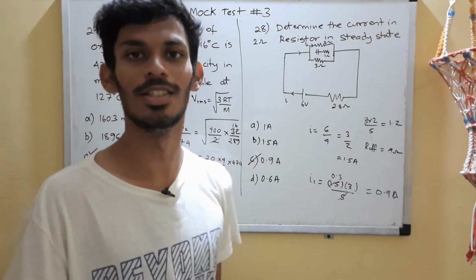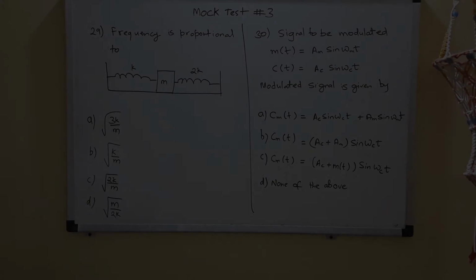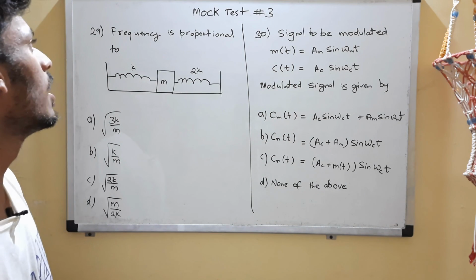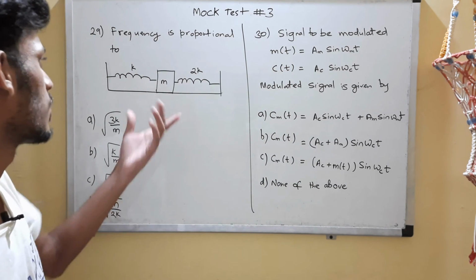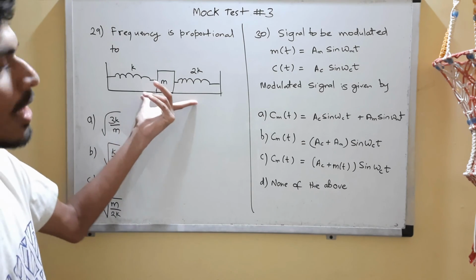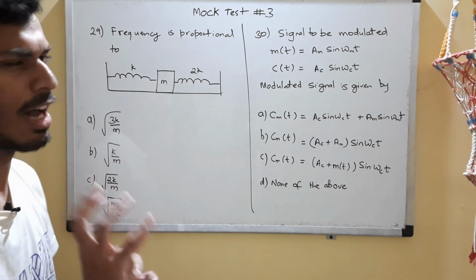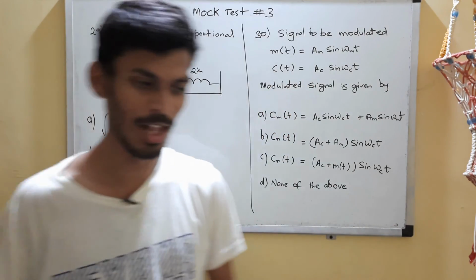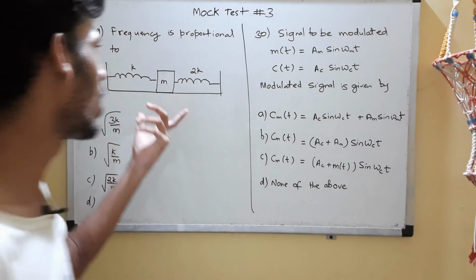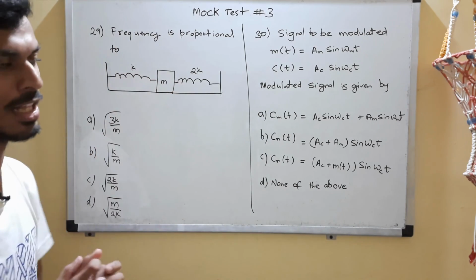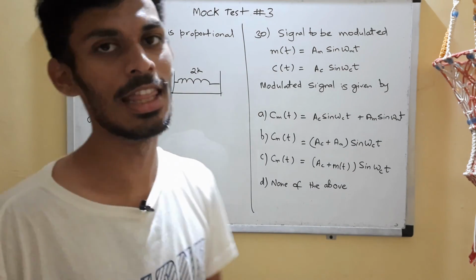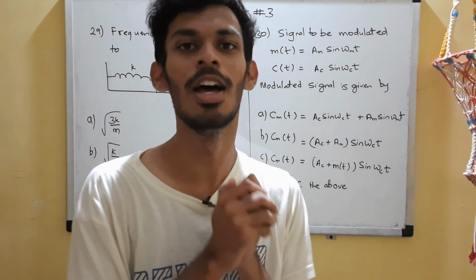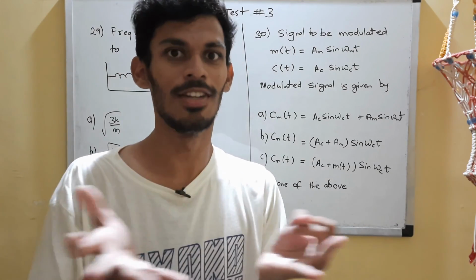Over to the final 2 questions for the day. Question 29 and question 30 over here. In question 29, you are supposed to tell frequency is proportional to what. So what is frequency proportional to in this kind of a system? It's a little bit tricky. First, these are your homework questions. You'll have to tell me, are these 2 springs in series combination or in parallel combination? Do let me know the answers in the comment section below. The correct answer will be receiving a heart from me.